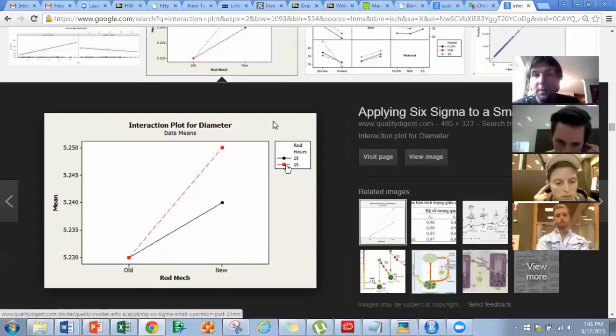So when this variable is here, the effect of old to new is different. Do you see how this variable on the right is changing the effect of the variable down here? Because old to new is not always the increase that we see right here. This is the increase on 25, and then this is the increase on 15. So what you're saying is that what happens with one variable depends on the other variable. That is an interaction right there. They're interacting with each other.